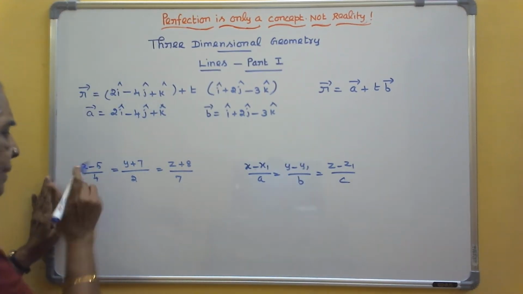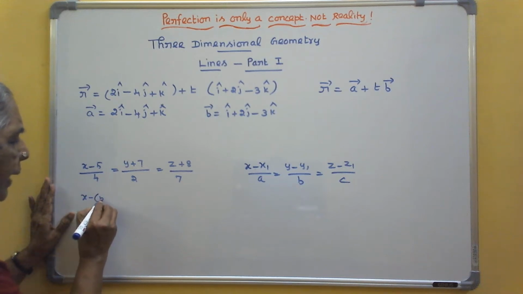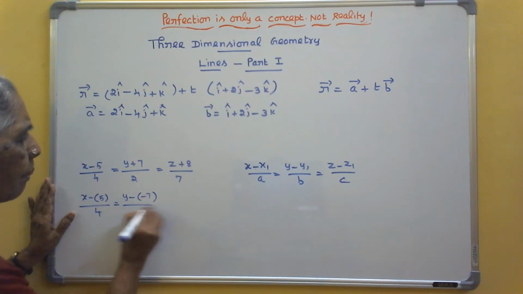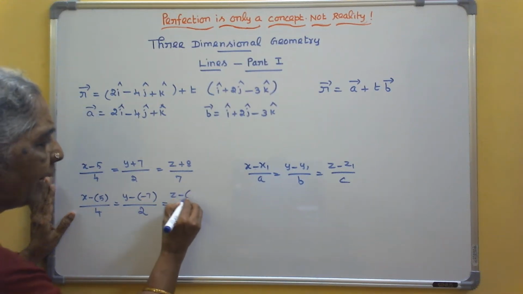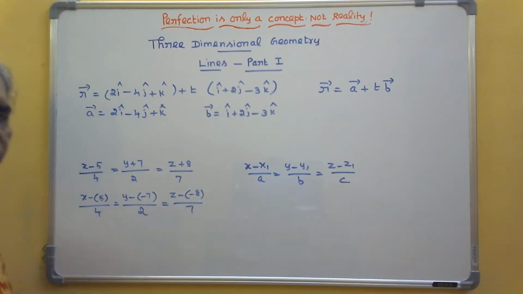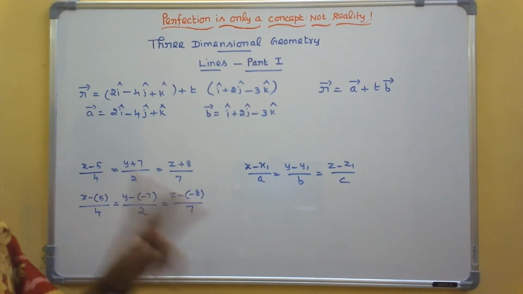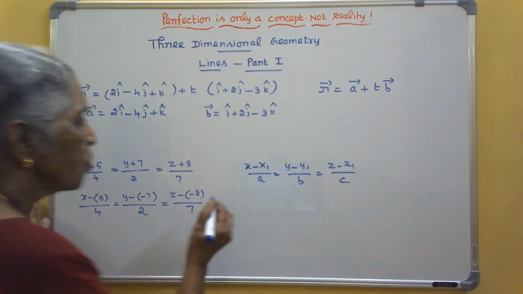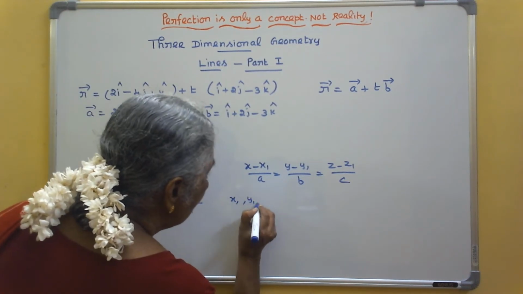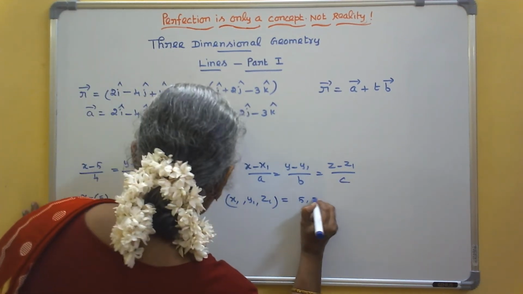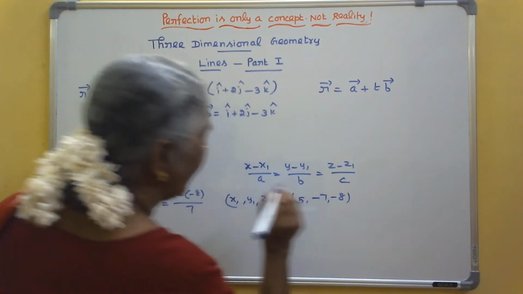So now let us write this as x minus, I will write this in the bracket, okay. Here y minus (minus 7) by 2, then only you won't make any mistakes, z minus (minus 8) by 7. Now you can see x minus, what is x1 now? 5. What is y1 now? Minus 7. Don't say it is plus 7, okay. Then what is z1? Minus 8. So I can write x1, y1, z1, that will be 5 comma minus 7 comma minus 8.